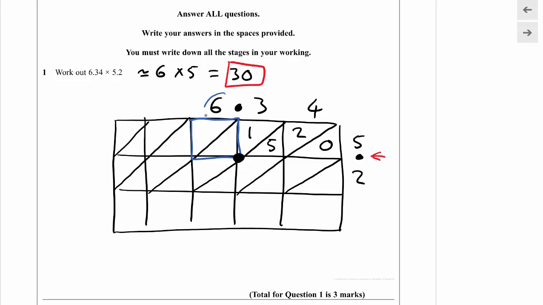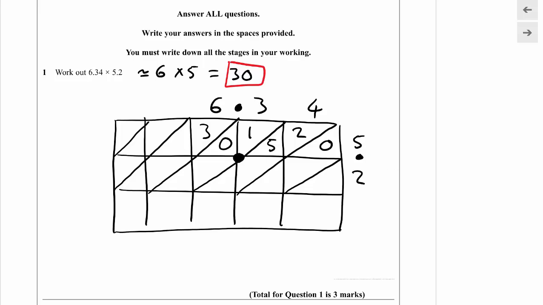Great. Now I work along again. This box here corresponds to 6 multiplied by 5. Well, what is 6 multiplied by 5? 6 multiplied by 5 is 30. So I put the 3 here and the 0 here. Okay, now I work along the bottom row. So this box here corresponds to 4 multiplied by 2. Well, 4 multiplied by 2 is equal to 8. So I know that 8 is going to go in this box here.